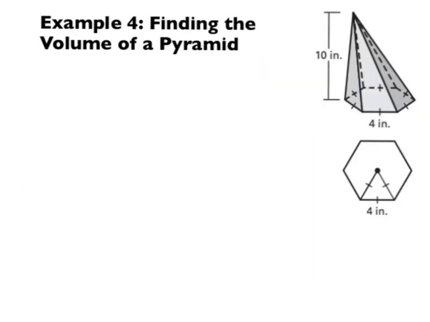Example 4, we're going to find the volume of a pyramid. Notice that the base of this pyramid is a regular hexagon, so we can use the formula that we used yesterday. Area equals 3 square roots of 3 over 2 times a squared, where a is the side length. Remember, this was the formula for the area of a regular hexagon.